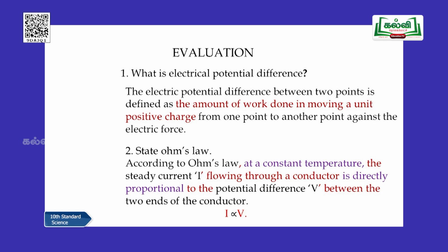Now let us see the definition again. According to Ohm's law, at a constant temperature, the steady current I flowing through a conductor is directly proportional to the potential difference V between the two ends of the conductor, I proportional to V.